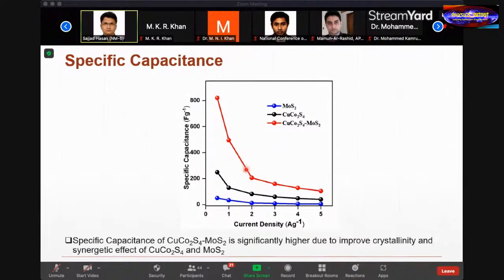The capacitance of molybdenum sulfide, copper-cobalt sulfide, and the nanocomposite at various current densities was calculated from the discharge time of GCD and compared in this figure. The specific capacitance of the copper cobalt sulfide electrode is significantly increased after the incorporation of MoS2. This can be explained by the improvement in crystallinity and the synergetic effect between copper cobalt sulfide and MoS2. Also, the specific capacitance of the electrode gradually decreases with the increase of current density. This is because the active material is not sufficiently involved in the electrochemical reaction at high current density.